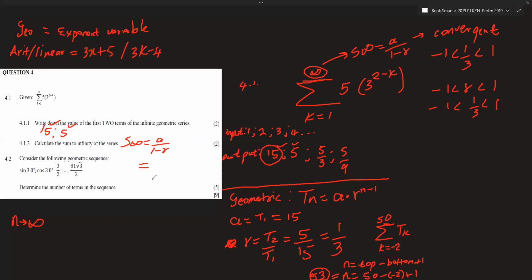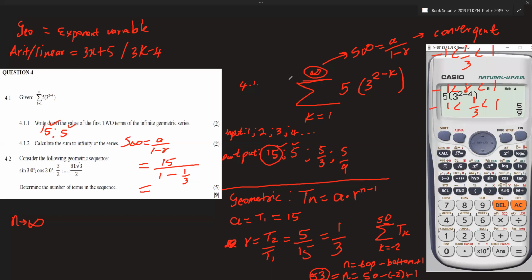Now we're going to substitute. Remember, a is the first term, which is 15. And then 1 minus my r is 1 over 3. Then we're going to press this on a calculator. Let's get our calculator quickly. I need to erase here so you can see the screen. Now we can get our sum to infinity. So we have 15 over 1 minus 1 over 3, which equals what?